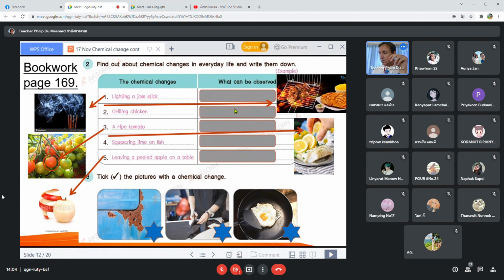Rusting, different smell, different temperature, gas bubbles, light. What happens? Okay, let's ask some students. Number 3, where's my list now? Number 3T, do you want to guess? Do you remember the 7 rules? The 7 things. It's on page 167. What happens when you light the stick?